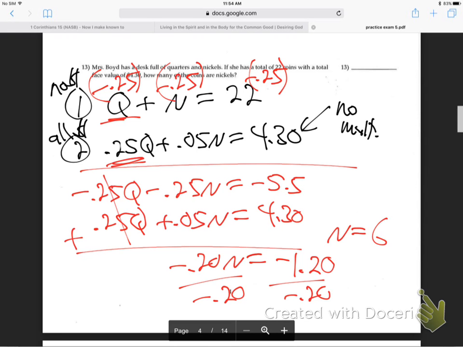And then how do you get quarters? Well, there's 22 coins altogether. 22 minus 6, what is that? 16. 16 quarters, 6 nickels. How are we doing on that? Is that okay? Are we good? So we got the mixture, we got the money. Got both those on your 3x5 card, I hope.